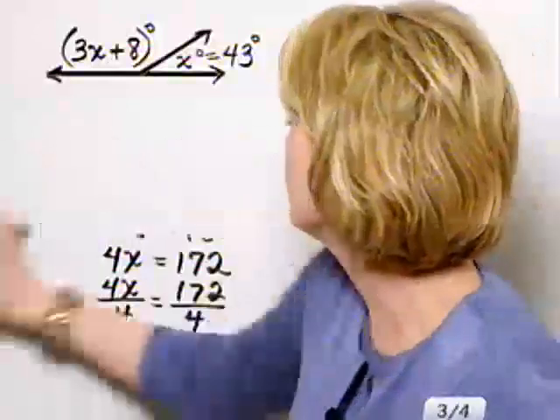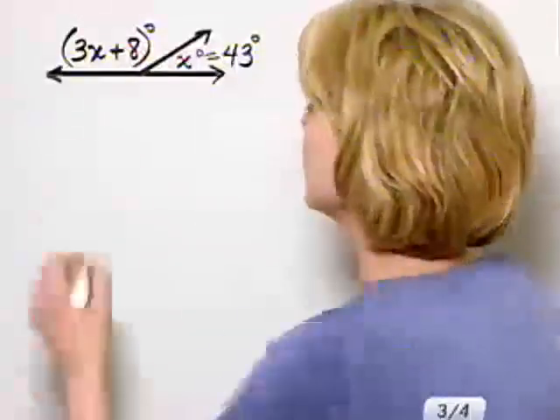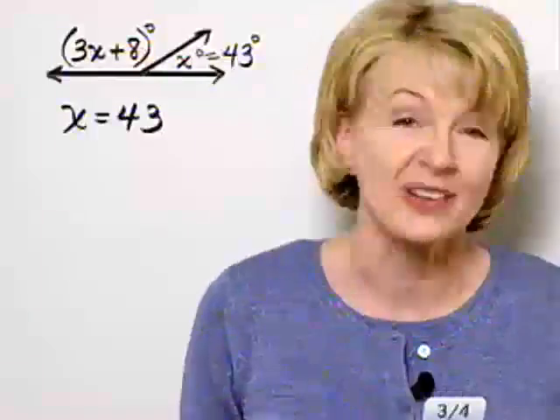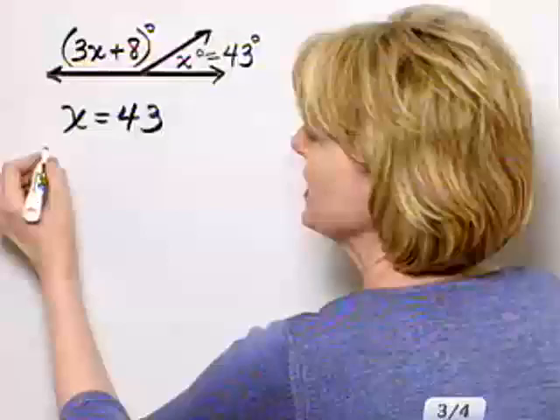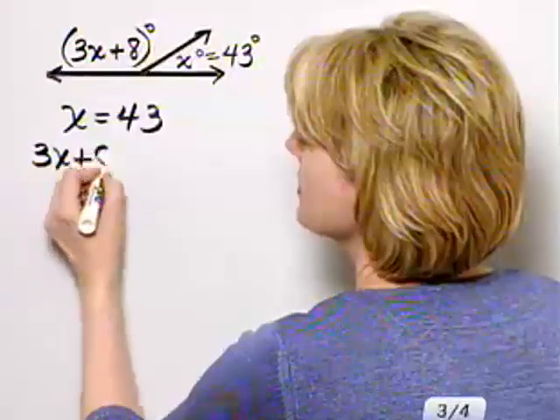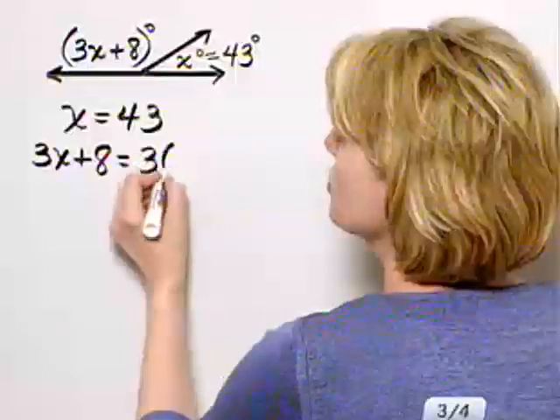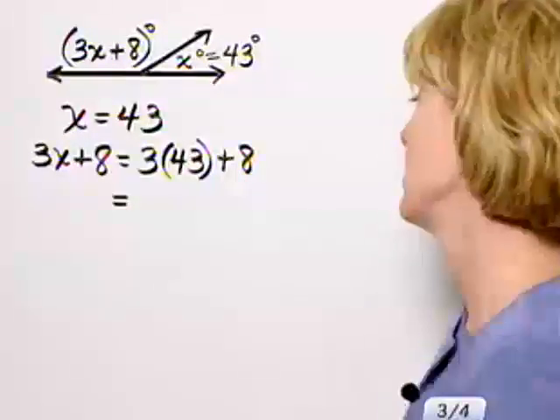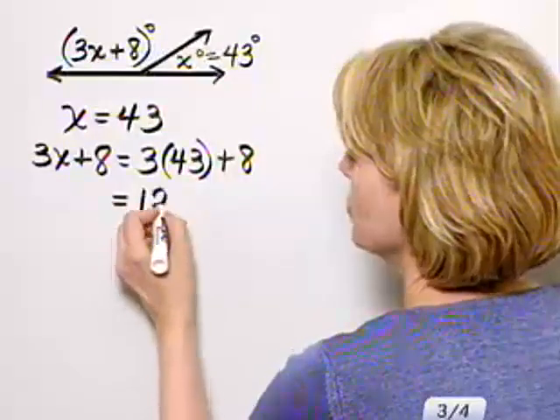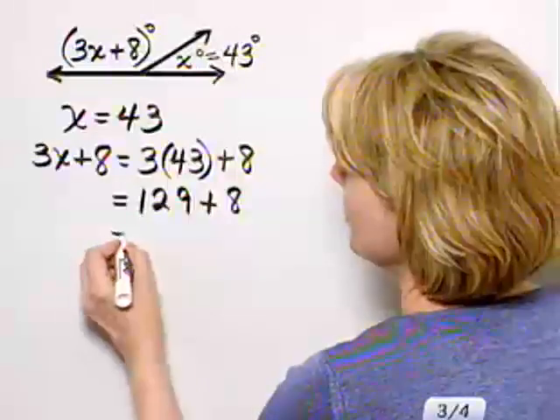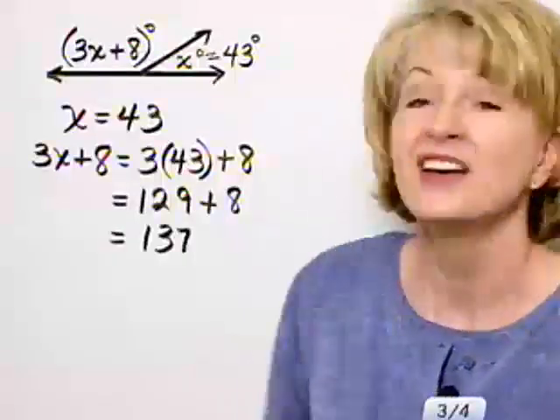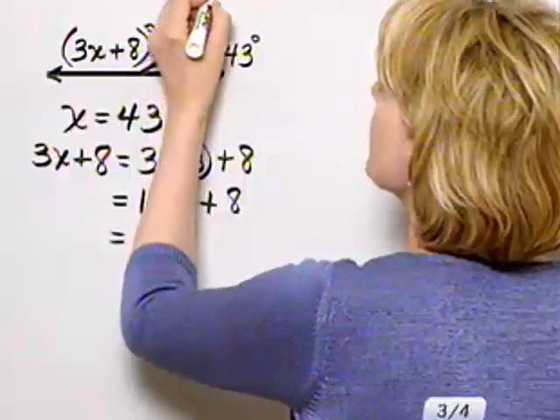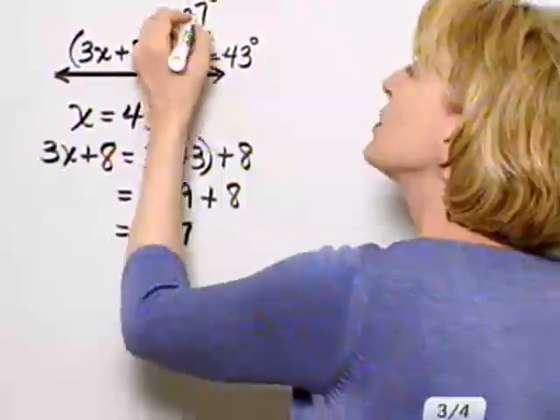So we've got some space. We now know that x is 43. How do we find the degree measure of the larger angle? Well, we use this 3x plus 8, which equals 3 times 43 plus 8, which is 129 plus 8, which is 137. So the larger angle measures 137 degrees. Now, how can we check this?